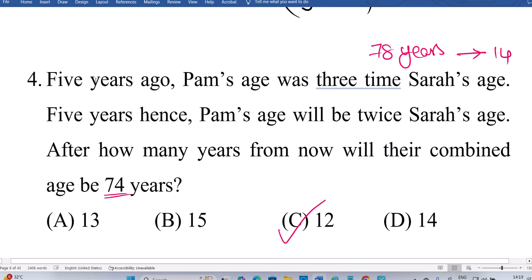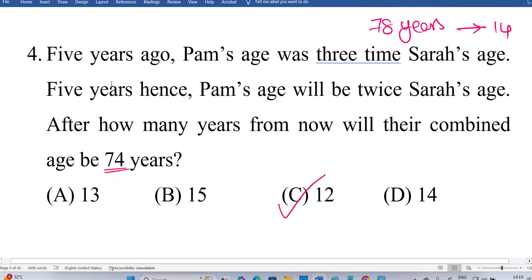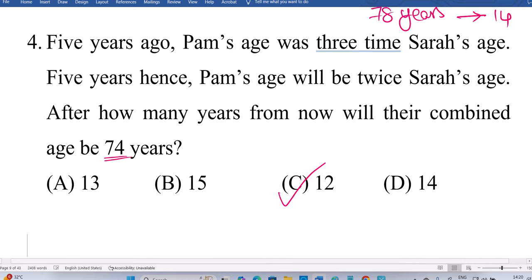Okay, first read the question that they gave. 5 years ago, Palm is thrice Sarah's age. Ago means past, hence means future. 5 years before, Palm is 3 times Sarah. 5 years after, Palm is twice Sarah. After how many years will their combined age be 74, is the question. 78, you can check that also.